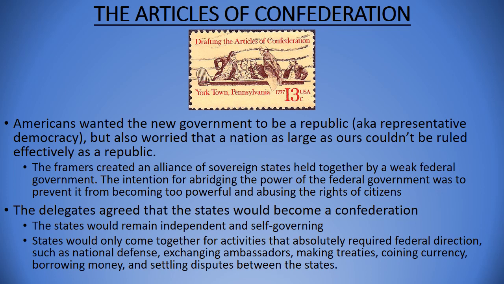So they agreed, okay, we're going to create a form of government where we're loosely affiliated with each other as a nation, but all of the states are going to maintain a lot of power, almost more power, actually, yes, more power than the federal government. So the states remained very independent, self-governing, and the national government was almost subservient to the states in this original document.